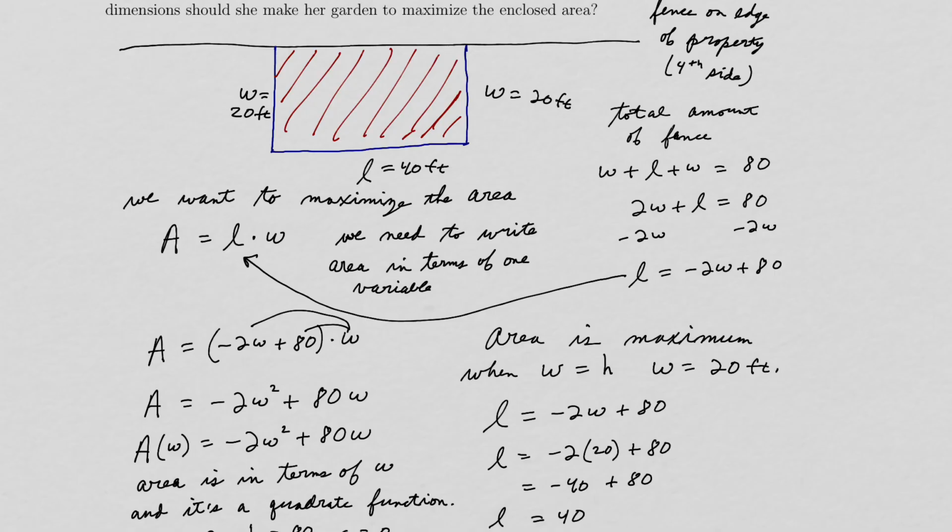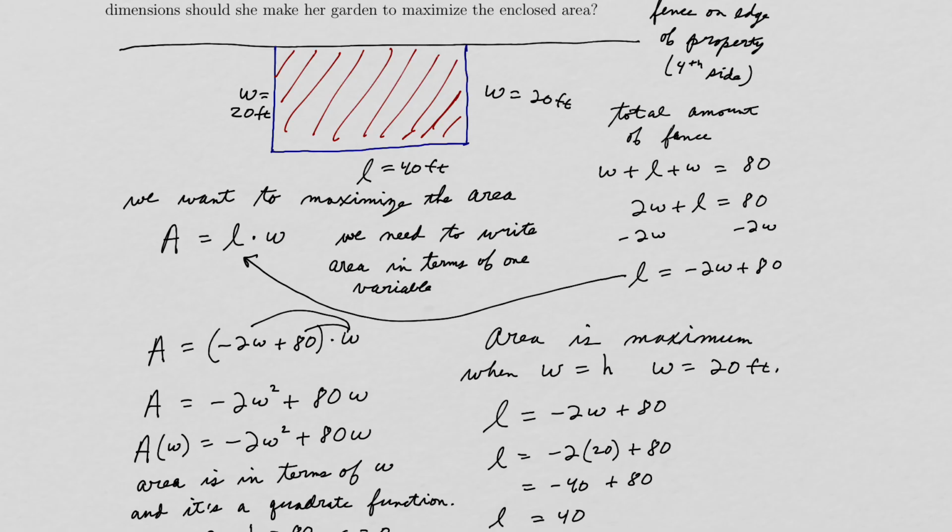So any other widths and lengths that satisfy the width plus length plus width equals 80, any other widths and lengths that aren't 20 and 40 will not maximize the area. This will maximize the area. Because there's many other widths and lengths that you could have for the fencing to make a rectangle, but we wanted the ones that would maximize the area.